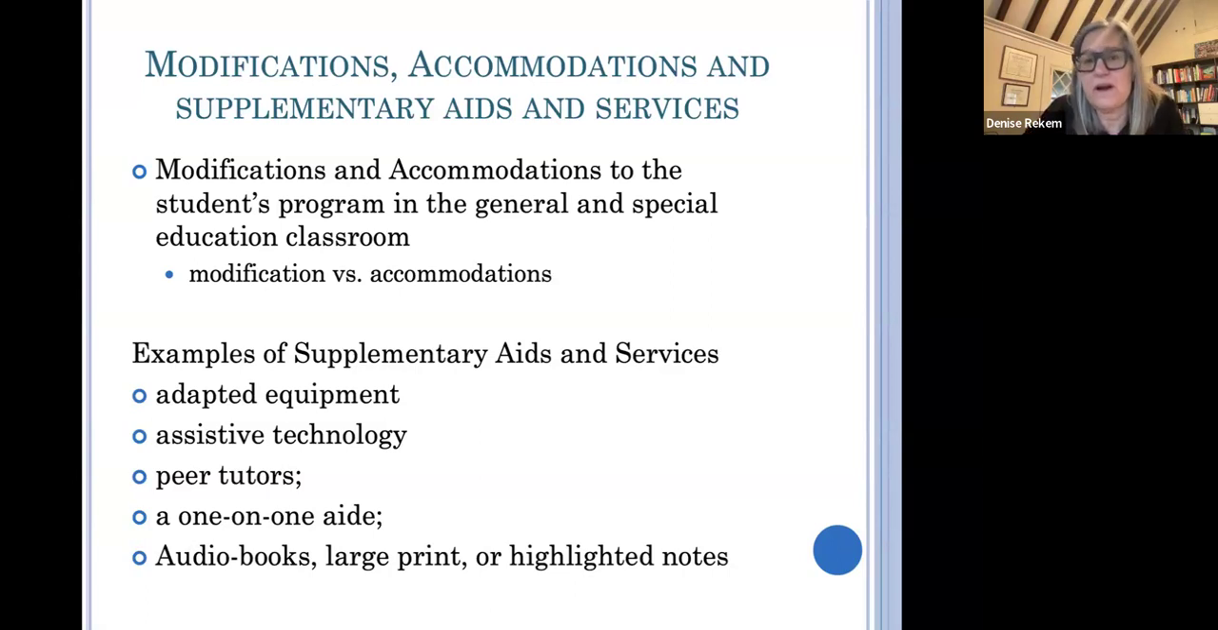You have to still do the curriculum. There's also lists of supplementary aids and services in the IEP that are very important: adaptive equipment, assistive technology, peer tutors, aides, audiobooks, large print, notes, things like that. Those should be listed, and those are all things that are going to help the student access their education and make progress in their education. Next slide.